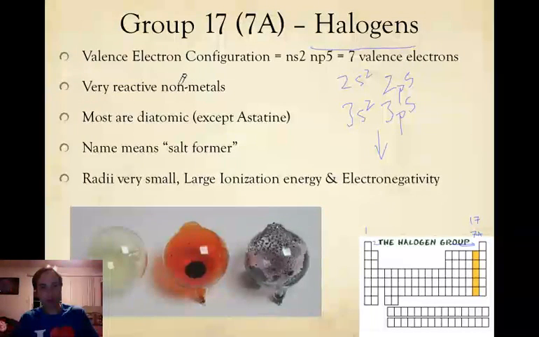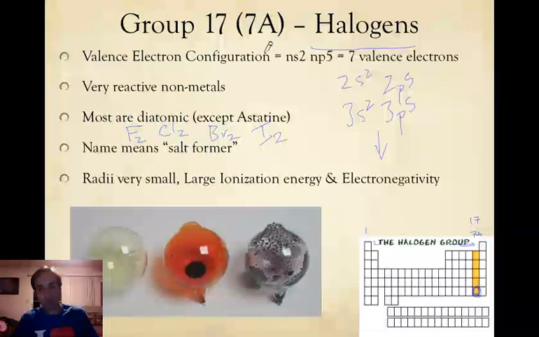They are very reactive nonmetals, extremely reactive. They're nonmetals because they're to the right of the staircase. Most of them are diatomic. Diatomic means that if they show up by themselves, for instance pure fluorine gas, the fluorine atoms could not travel on their own. They would pair up and make F2. Chlorine is also one. Bromine is another diatomic, and then iodine. The only halogen that is not a diatomic is astatine, which is all the way at the bottom.